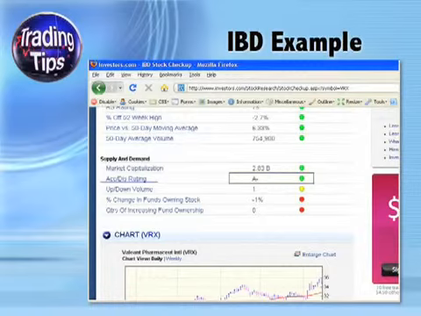Here's an example of an IBD stock checkup. This particular stock has an A- accumulation distribution rating, meaning that institutional buying over the past 13 weeks has been quite heavy.